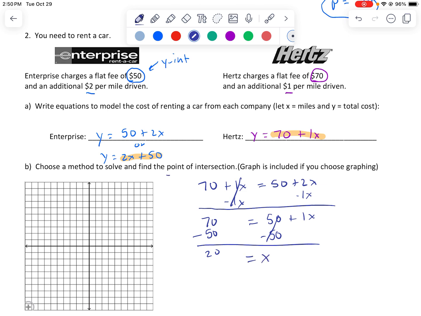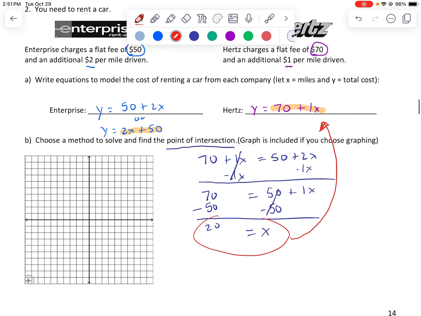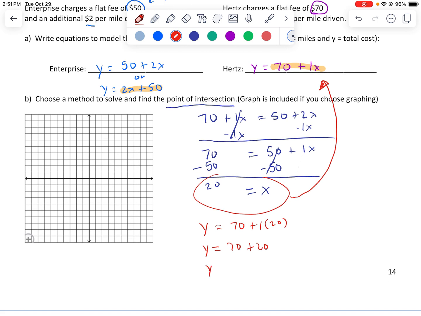This one is asking me to solve, so point of intersection means you need x and y. So this time we do have to make sure we take the time to get both variables. Remember, you can choose whichever equation you want. I am just going to plug this into my Hertz equation. Again, it doesn't matter which one you pick. So I'd get y equals 70 plus 1 times 20, because remember, I'm replacing the x with the 20. So y equals 70 plus 20, which means y equals 90. So my point of intersection is at (20, 90).